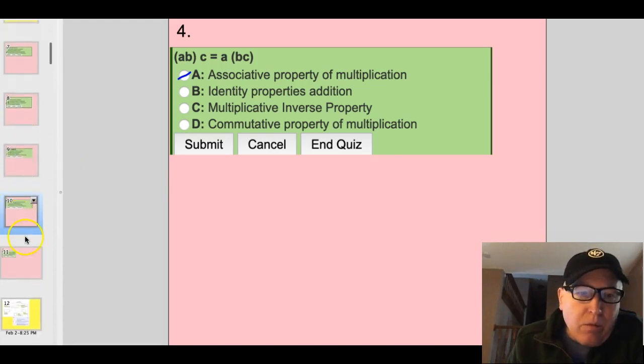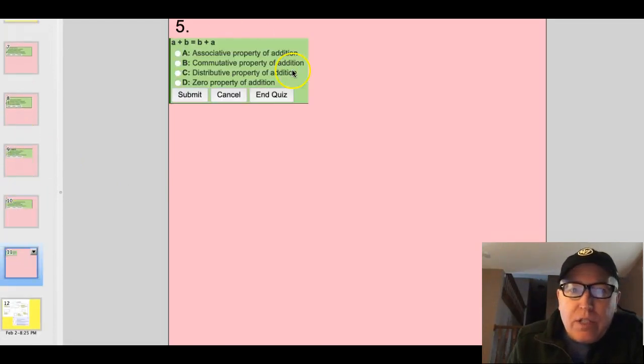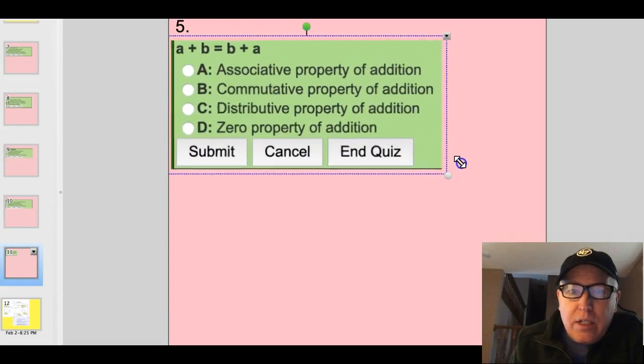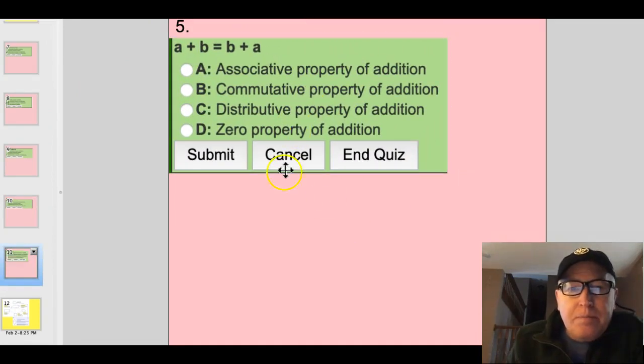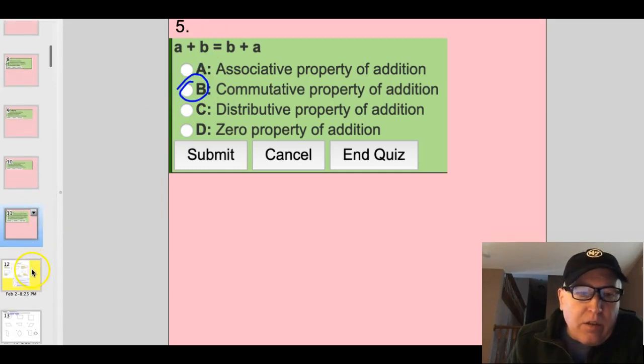All right, I think I got one more left. All right, give this guy here a shot. Well, A plus B, B plus A, the order is different. This is the commutative property of addition. All right. Good enough for that.